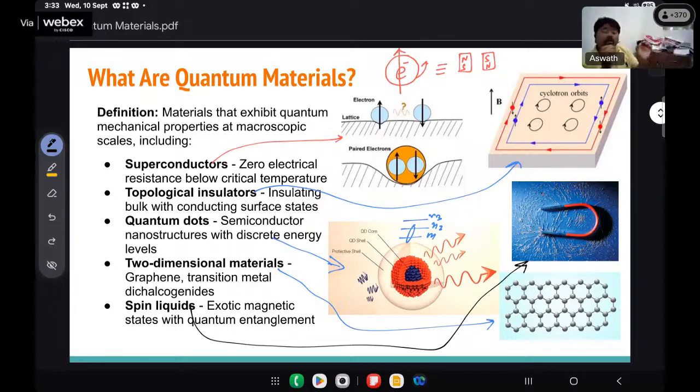I'm not talking at a single atomic level or single electronic level. I'm putting all of them together. Even then, they are behaving as per the quantum physics laws. Okay, so let me go to the next slide.